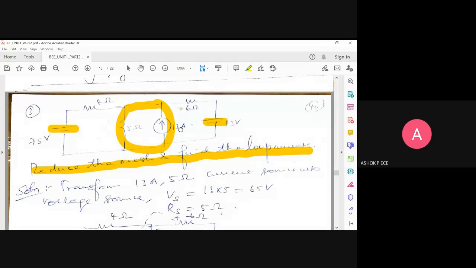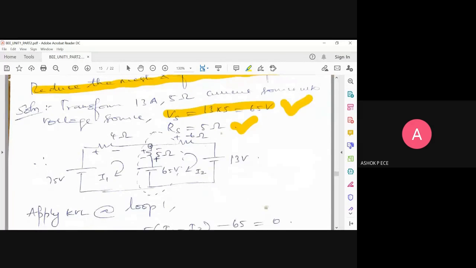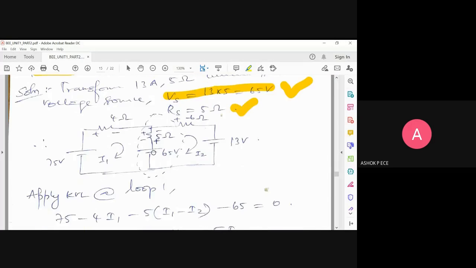So I is equal to 13 amperes, R is equal to 5 ohm. By Ohm's law, we know V is equal to IR. So 13 into 5 becomes 65 volt. And the resistance value is going to be the same. So this current source parallel to 5 ohm is going to be transformed into a voltage source in series with 5 ohm. Is this conversion clear to everyone? So this is the circuit which we are going to consider and find out the mesh current.